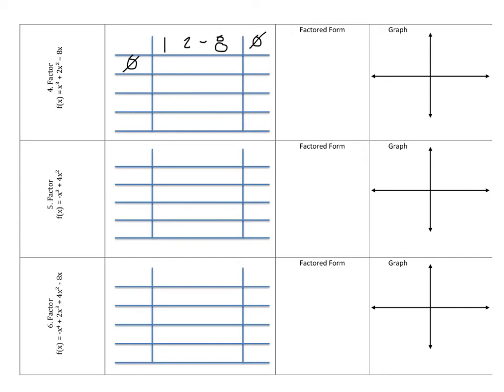Start by dropping down the 1, and 0 times 1 is 0, plus 2 is 2. 0 times 2 is 0, plus negative 8 is still negative 8. And then from here, 0 times negative 8 is 0, plus 0 is again 0. So that means the factor of x is a factor of this polynomial.